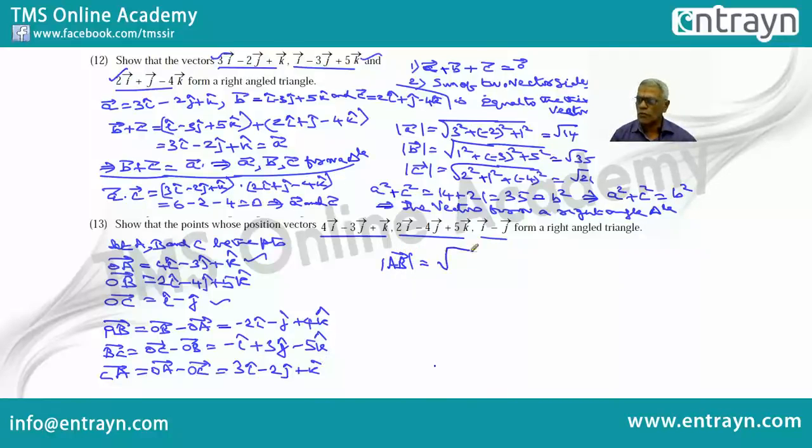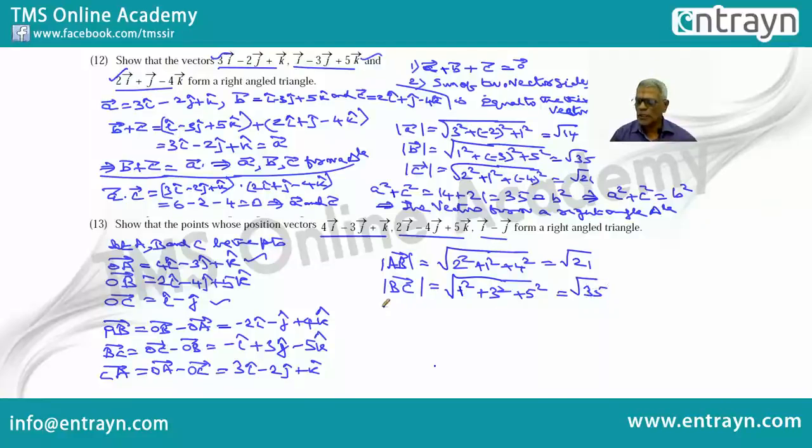Now I am finding the modulus of AB vector. Modulus of AB vector is root of 2 square plus 1 square plus 4 square, which is nothing but root 21. Modulus of BC vector is equal to root of minus 1 the whole square, that is 1 square, plus 3 square, plus minus 5 the whole square, which is 5 square, which is root 35.